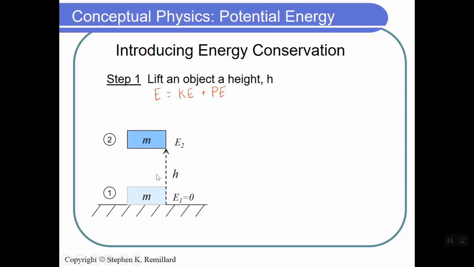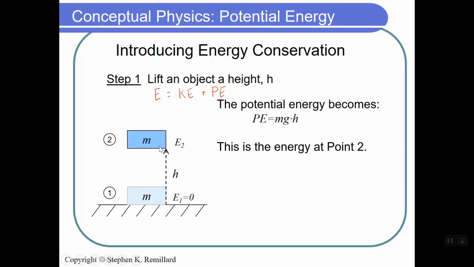Then you lift the box up. Now it's a height h above the floor. When it's up there, it has potential energy. The potential energy is mgh. As long as you're holding it, there's no kinetic energy, but there's that potential energy. So we went from point 1 to point 2, and it went from having zero energy to mg times h of energy, the mass times little g times h.